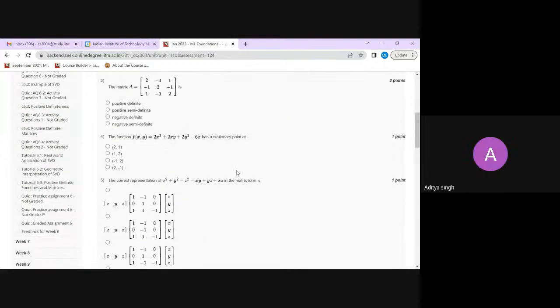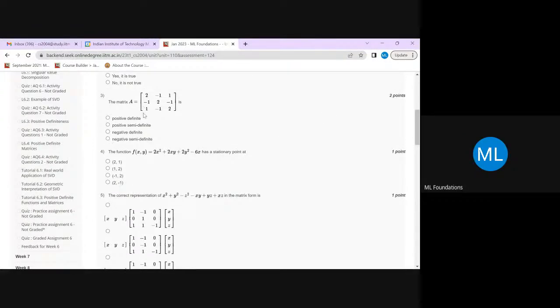Can you repeat this one again, sir? Which first part? For the 3 cross 3 matrix. For the 3 cross 3 matrix, see, the best method, if you are getting confused, is to calculate the eigenvalues. If you are able to calculate eigenvalues, just check how those eigenvalues are.